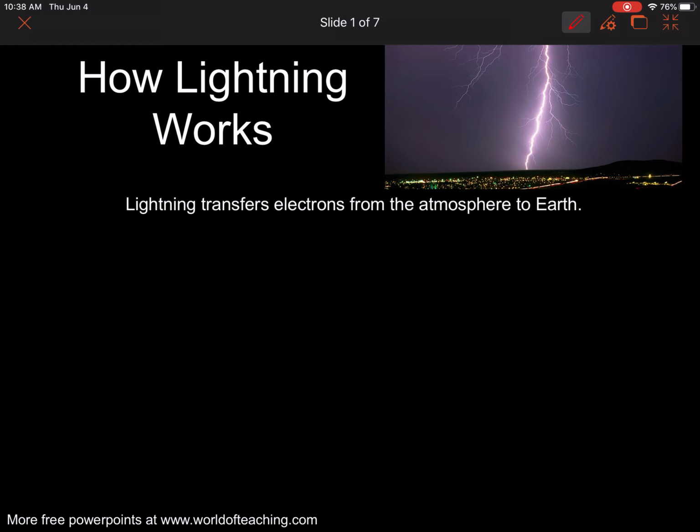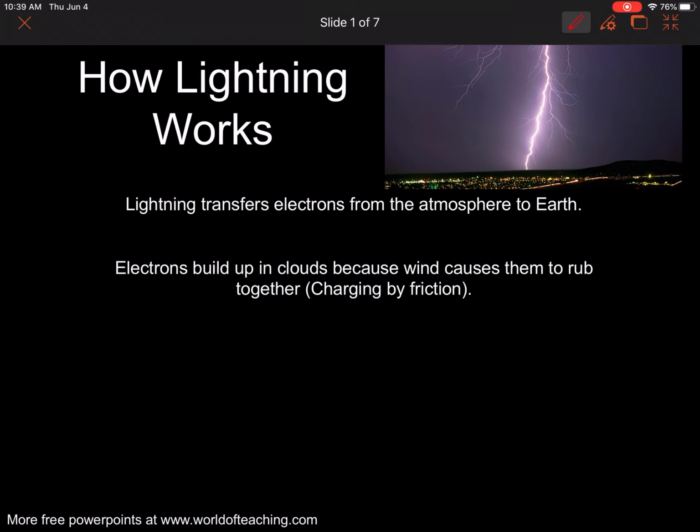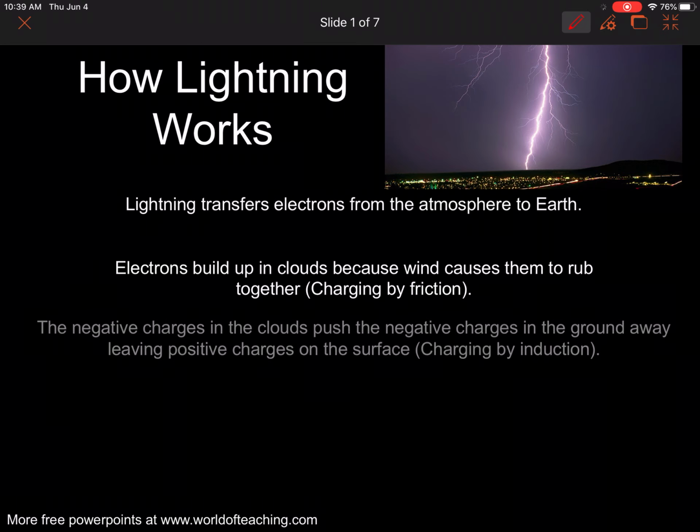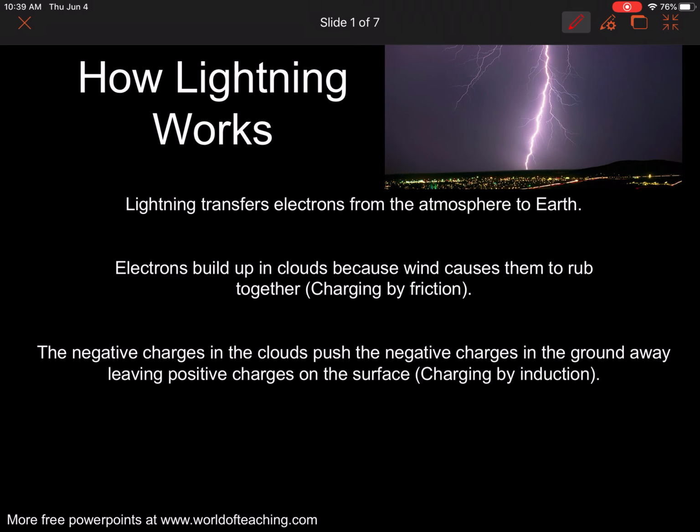Lightning transfers electrons from the atmosphere to the earth. So remember, electricity is just electrons. It's a stream of electrons. Electrons build up in clouds because wind causes them to rub together. So this is charging by friction. And then after that, the negative charges in the clouds push the negative charges in the ground away, leaving the positive charges on the surface.